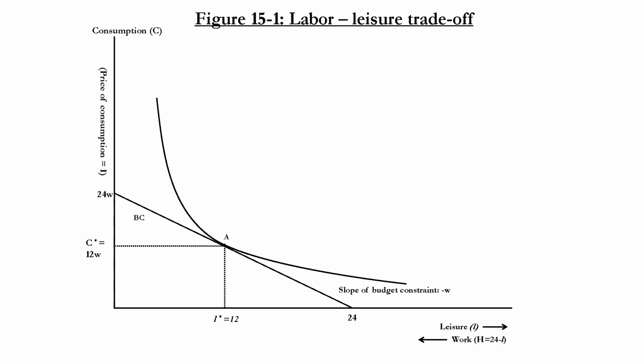So you then have a budget constraint, which is you can take 24 hours of leisure and consume nothing. That's the x-intercept. Or take no leisure and consume 24 times your wage. That's the y-intercept.